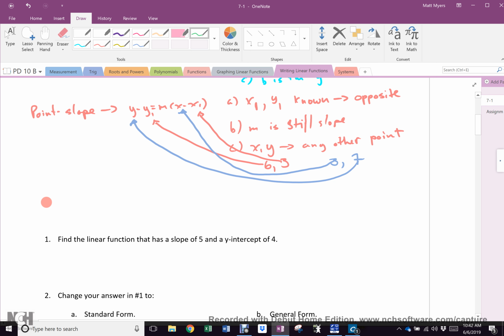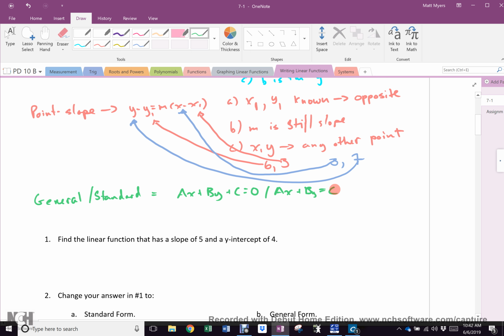And the third form. I'm running out of room, so I'm going to put them together. Not GNU form. General and standard. I'm going to put them together because they're almost the same thing. ax plus by plus c equals 0, or ax plus by equals c.